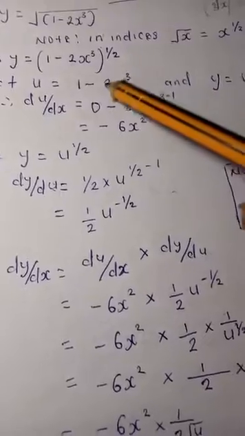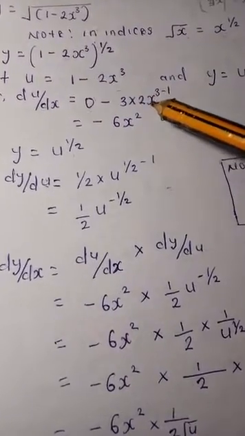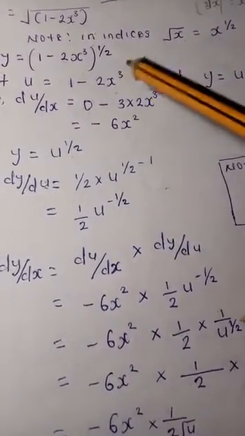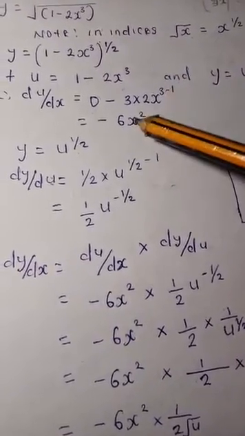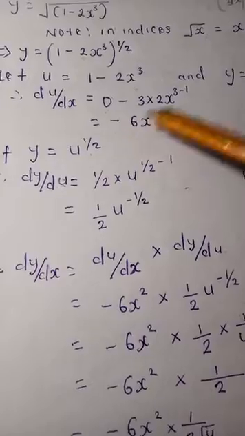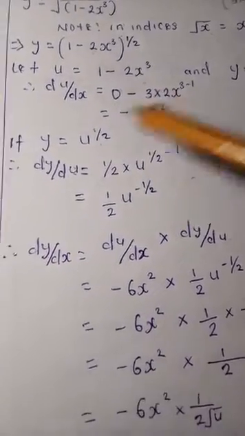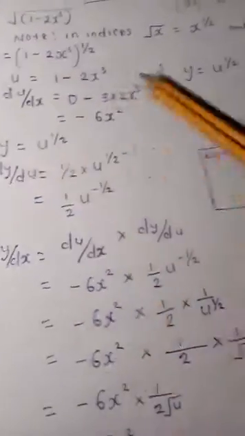Minus, bring your 3 down. That is 3 times 2x raised to power 3 minus 1. You write it based on the formula. 3 minus 1 is what? 2. So we have minus 6x raised to power 2. So we are done with this one.